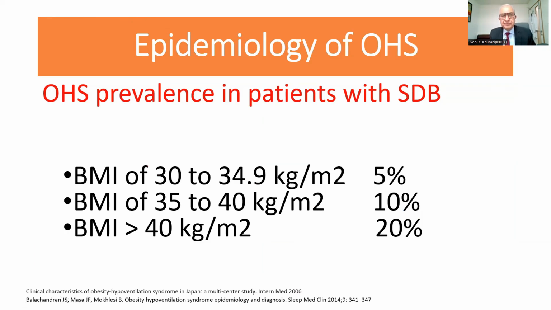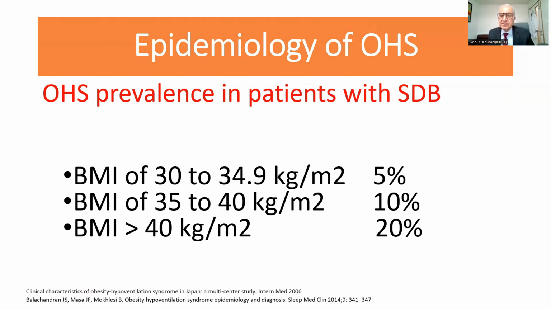How common is obesity hypoventilation syndrome? If the BMI is 30 to 35, there is a 5% chance the person will have obesity hypoventilation syndrome. If it is 35 to 40, there is 10%. If the BMI is more than 40, 20%. So if the person has a BMI of more than 40, there is a 20% chance.